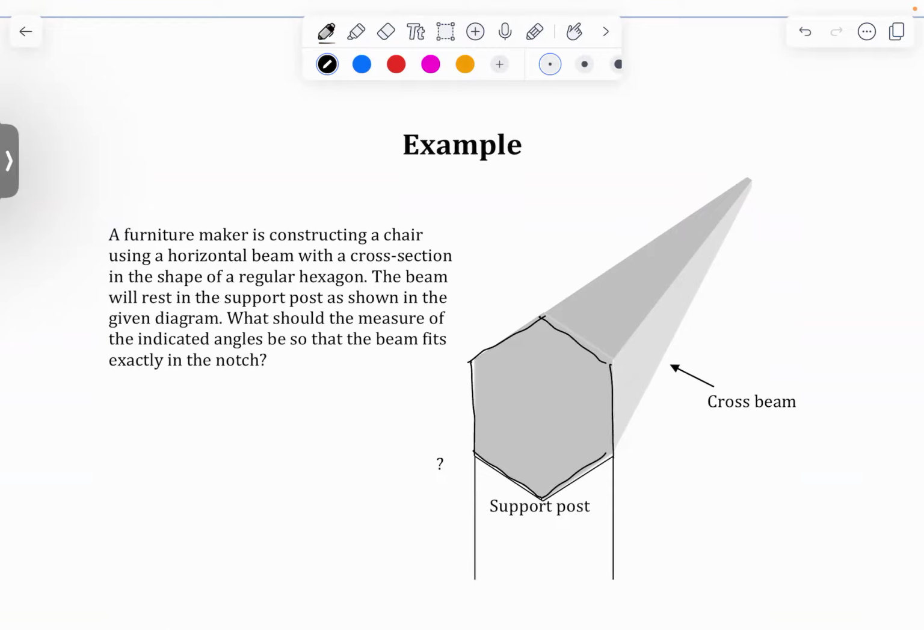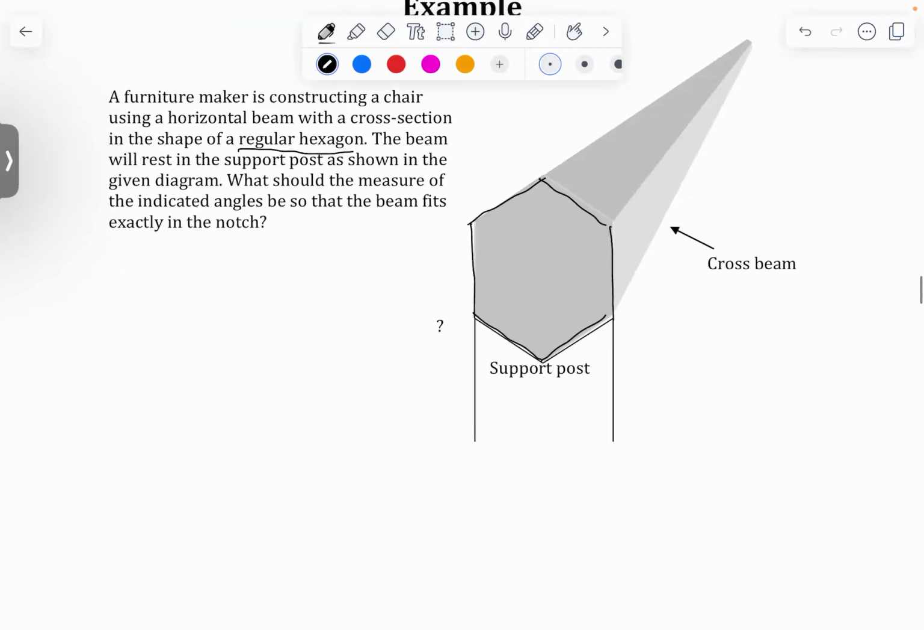So I have a hexagon, and it is identified as a regular hexagon. That is one of the biggest things. I have a furniture maker with a chair, horizontal beam, and the cross section shape is a regular hexagon. The beam will rest in the support post as shown in the diagram. What should be the measure of the indicated angles so that the beam fits exactly into the notch? That means we're trying to find this angle right here. What is this angle?